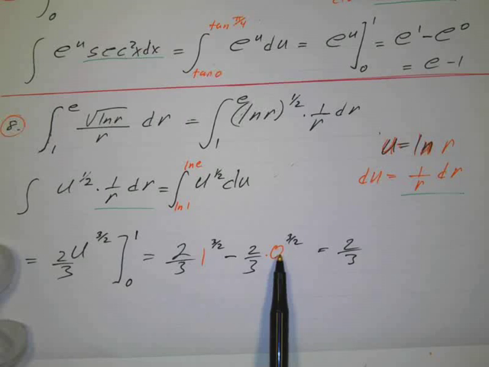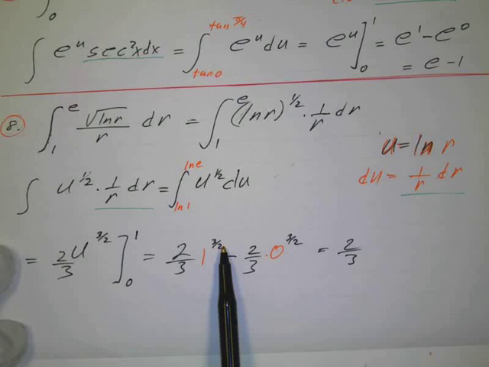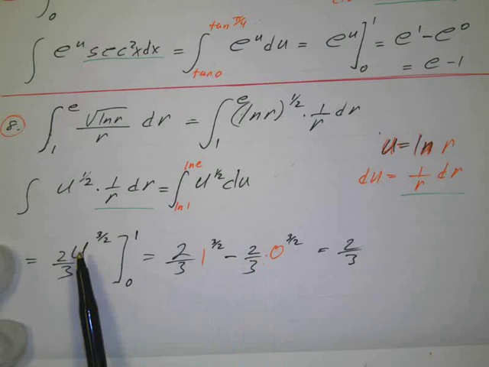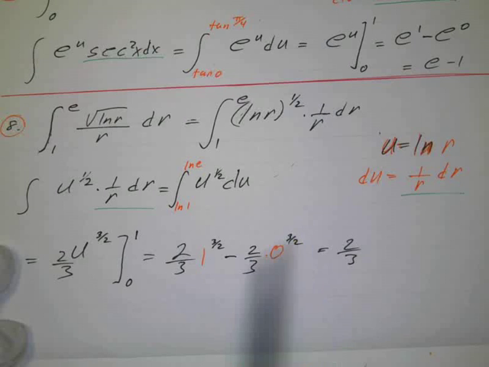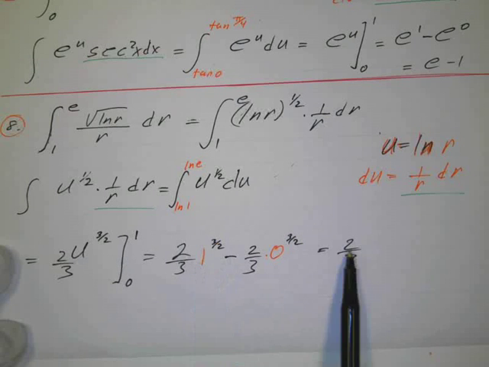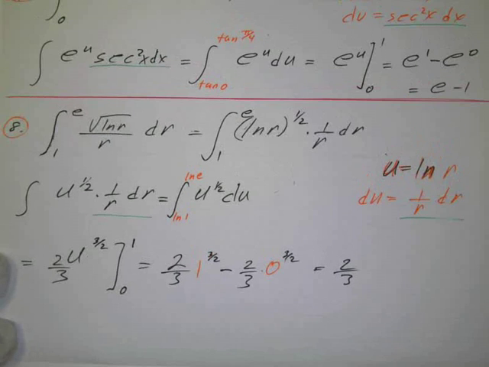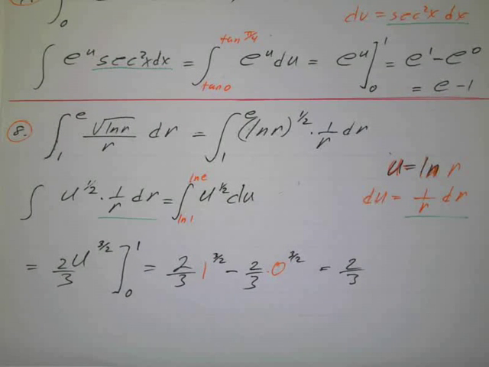And again, we have a situation where the 0 term is just going to drop out, so I got 2/3 times 1 to the 3/2 minus 2/3 times 0 to the 3/2. That's just going to 0 out. So we just have this, and 1 to the 3/2 is just 1, so I just have 2/3. Okay, and all done.